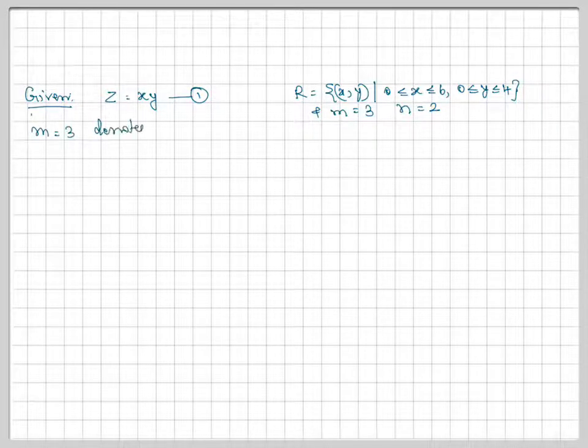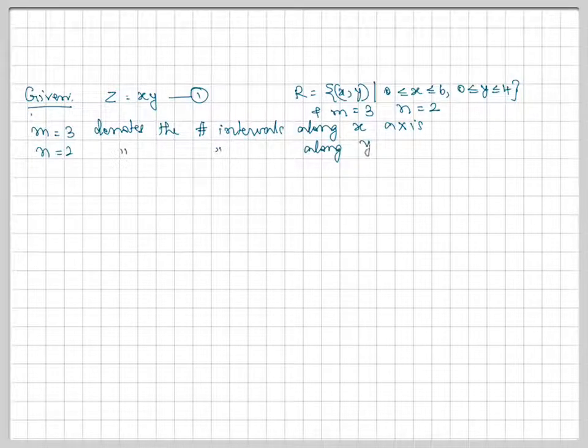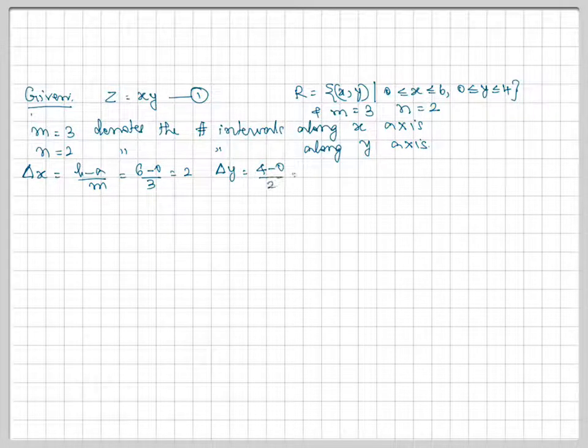m equal to 3 denotes the number of subintervals on the x-axis is 3. And n equal to 2 denotes the number of intervals along the y-axis. So delta x is the length of each subinterval along the x-axis, which is b minus a over m, which is 6 minus 0 over 3, which is equal to 2. And delta y is 4 minus 0 over 2, which is equal to 2.